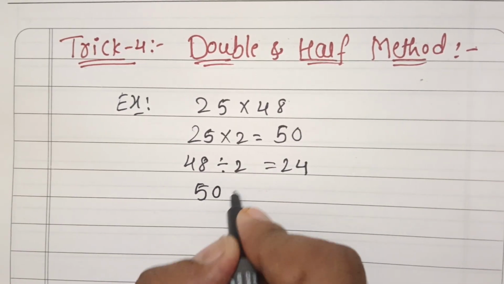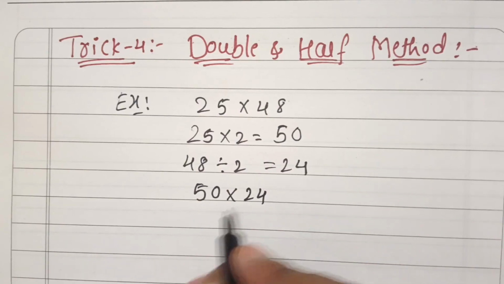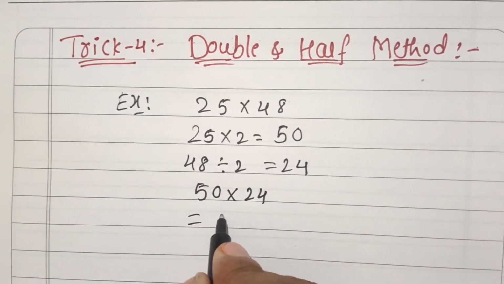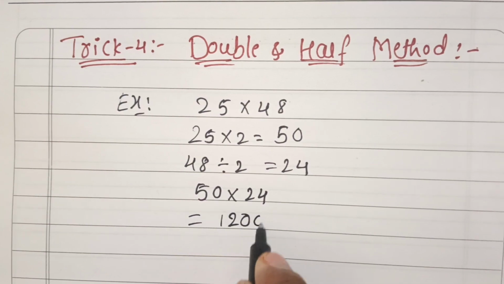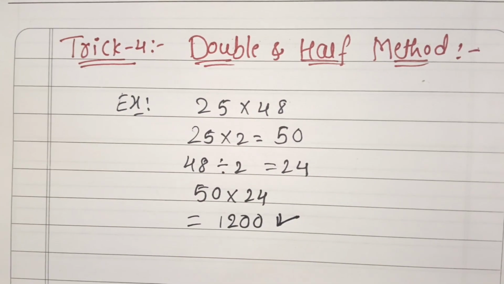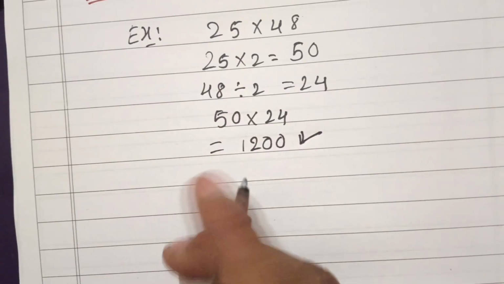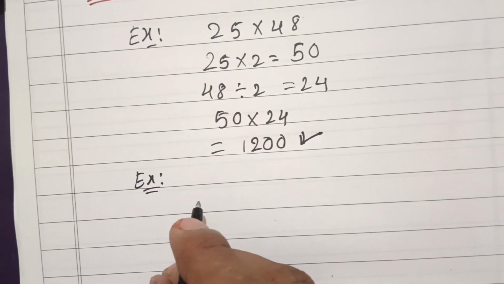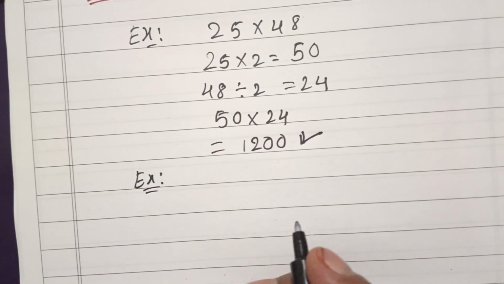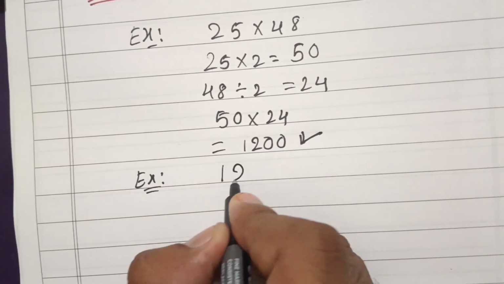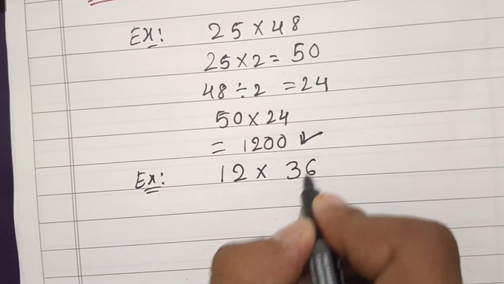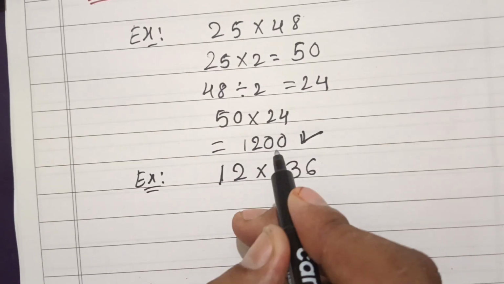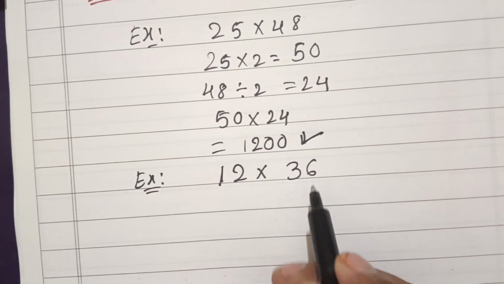Now we just need to multiply 50 and 24. How much will we get? 24 fives are 120, and a 0 here, so 1200. That's it, this is our answer, right? For clearer understanding, let us take one more question. You can take any number, 12 into, suppose I am taking 36. Always try to double the smaller number and halve the bigger number.